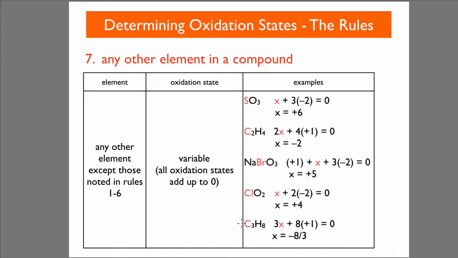C3H8. Not a halide, so H is +1. H8 multiplied by +1 is going to be 8, obviously. We've got 3 carbons, so there are going to be 3 X's to balance it. And so to get 8, this is +8. With 3 of these, it's going to be -8 over 3.